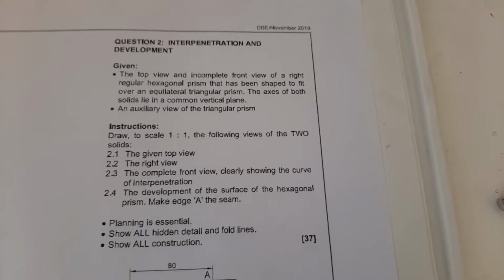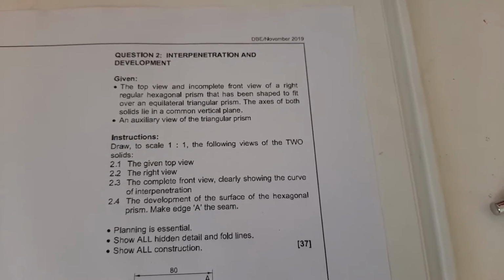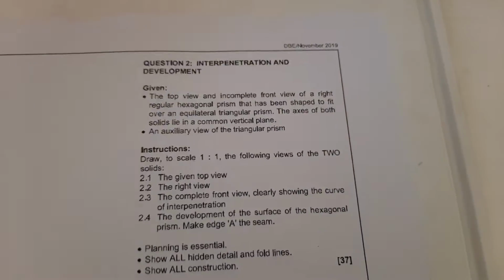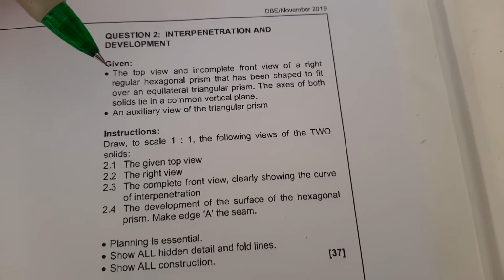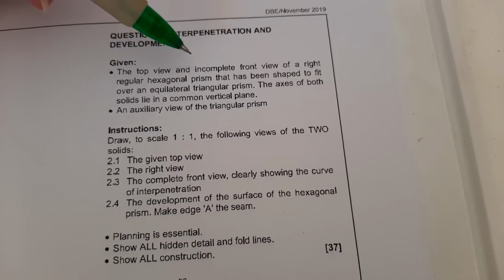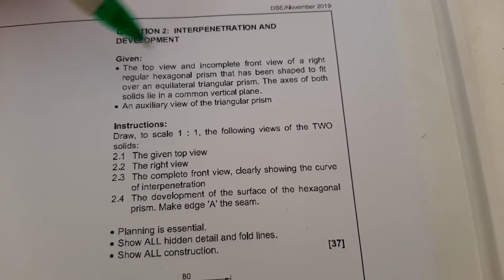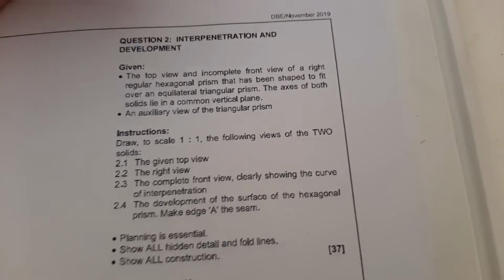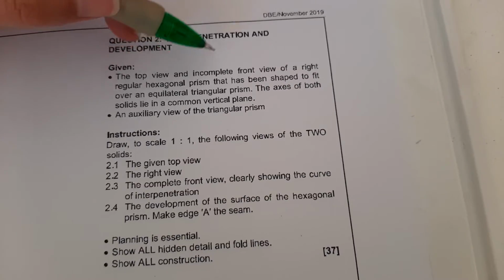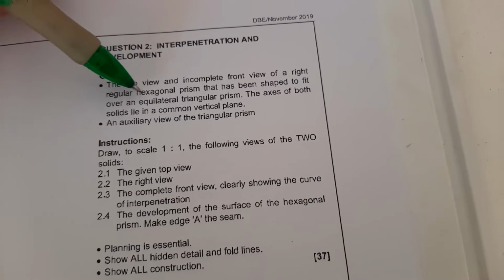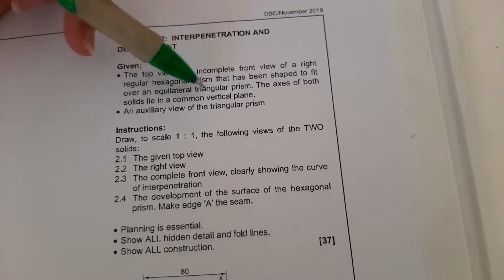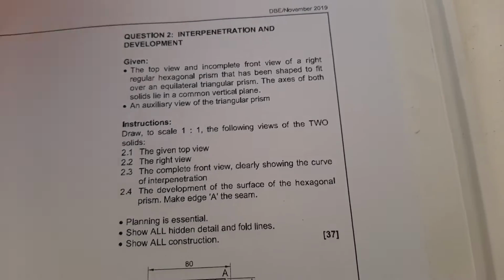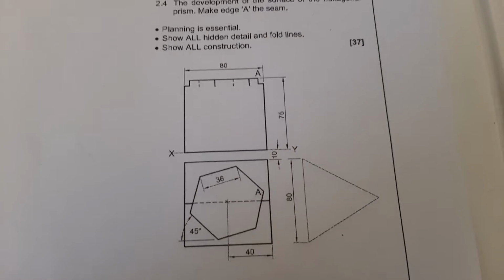Hi guys, today we're going to be doing question 2 of the November 2019 paper 1. This question is interpenetration and development. They've given you the top view and the incomplete front view of a right regular hexagonal prism that has been shaped to fit over an equilateral triangular prism. The axes of both solids lie in a common vertical plane, and then they've given you the auxiliary view. So if you have a look here, this is what they've given you.